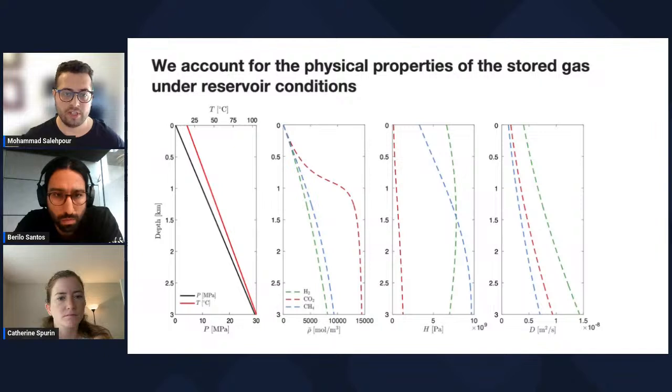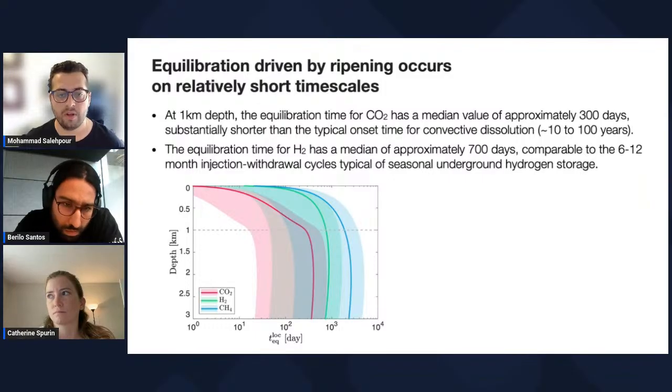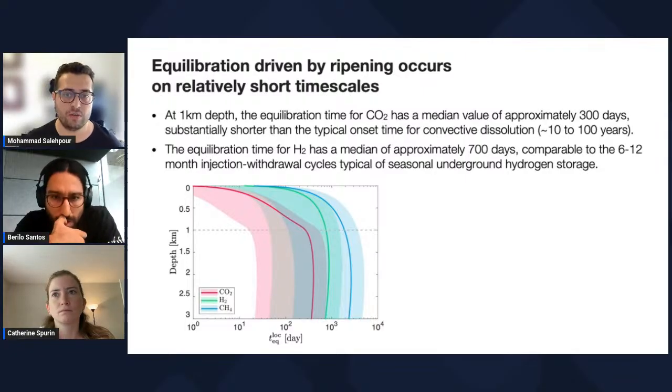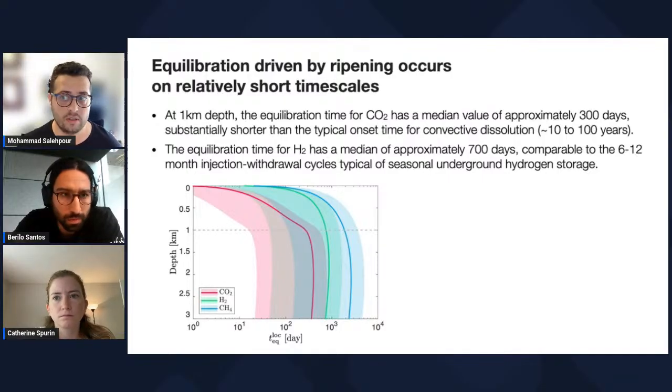So we go and obtain all this information, the physical properties of different gases, for hydrogen, CO2, and methane at different temperatures and also different depths. And using these, we're able to solve the equilibrium time equation and obtain a figure showing the local equilibrium time for the stored gas under the ground versus depth. Here at a depth of 1 kilometer, we're showing that the equilibration time for CO2 has a median value of approximately 300 days, which is a lot shorter than the typical onset of convective dissolution, which is 10 to 100 years.